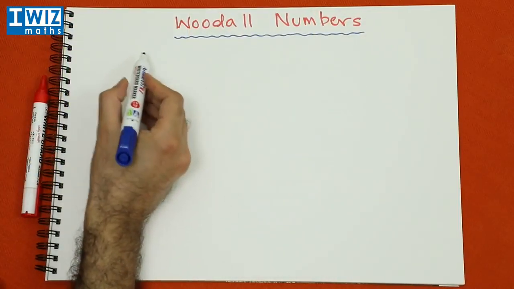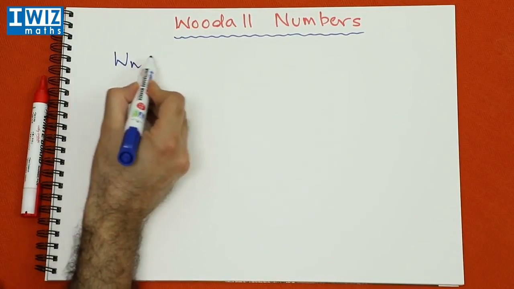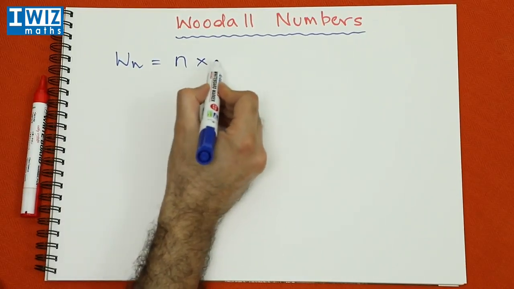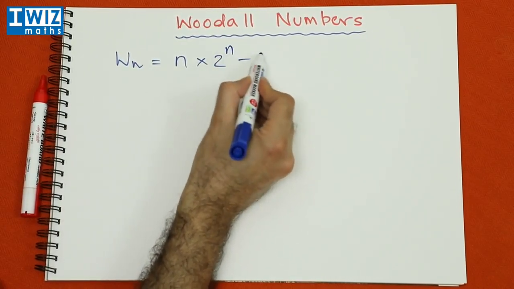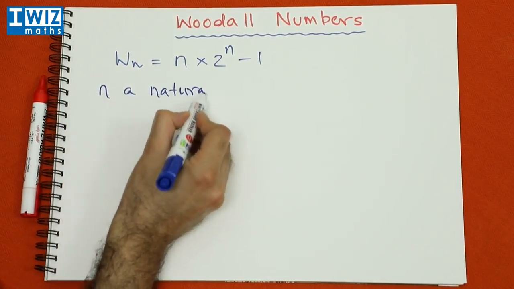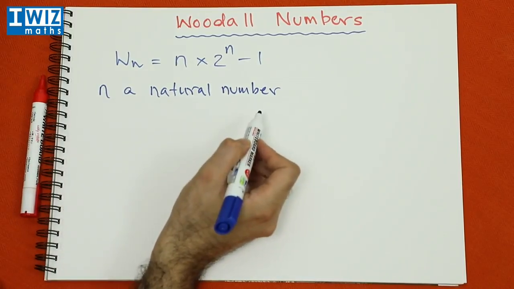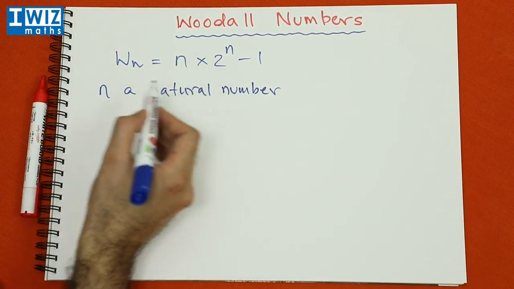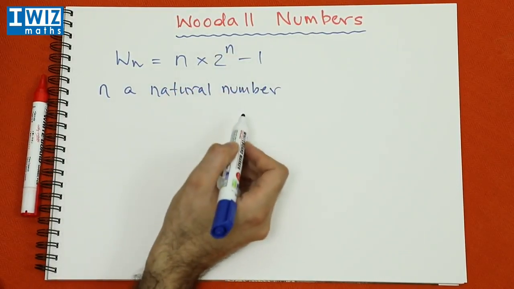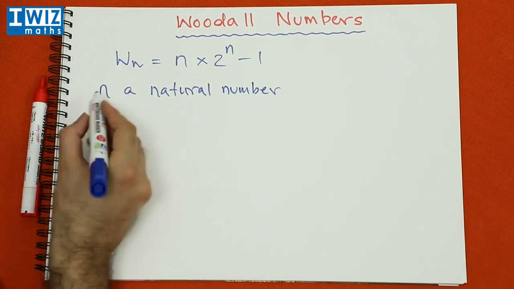So let's recap the definition of Woodall numbers. So if we have W_n is equal to n times 2 to the n minus 1, where n is a natural number, then if we stick n into this formula, we'll be able to produce Woodall numbers. So let's generate the first few Woodall numbers.